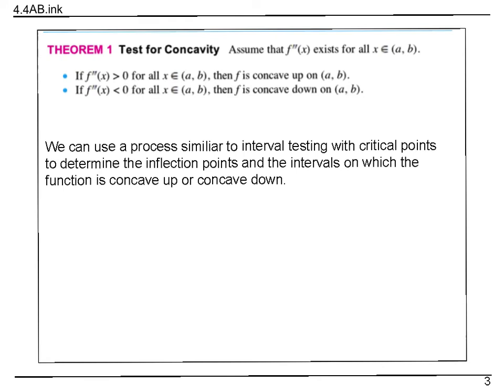So theorem 1, test for concavity. Assume that f double prime exists for all x belonging to a to b. If f double prime is positive, then f is concave up on AB. If f double prime is negative, then f is concave down. We can use a process similar to interval testing with critical points to determine the inflection points and the intervals on which the function is concave up or concave down.